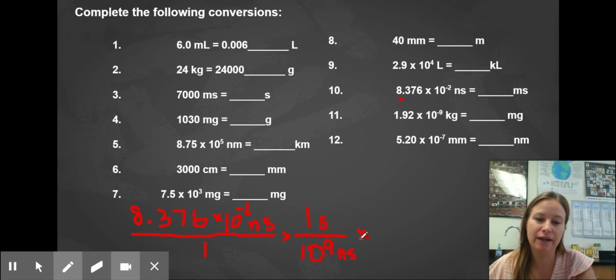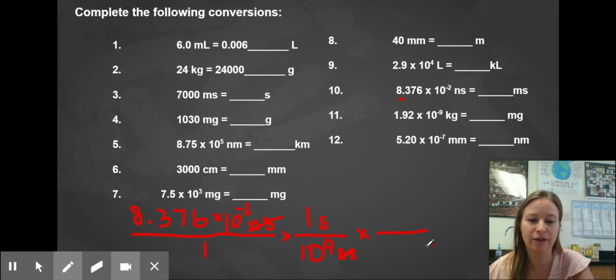Okay, and then I've converted it to seconds, but this question wants milliseconds. So now that nano will have canceled out, I have seconds, so I want seconds on the bottom. And how many milliseconds are in 1 second? That would be 10 to the third. There's 1,000 milliseconds in 1 second. There we go. Equals.